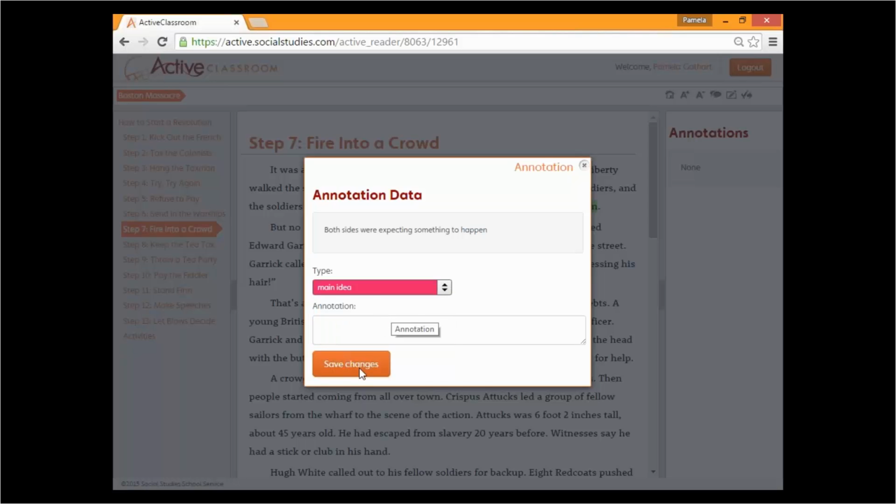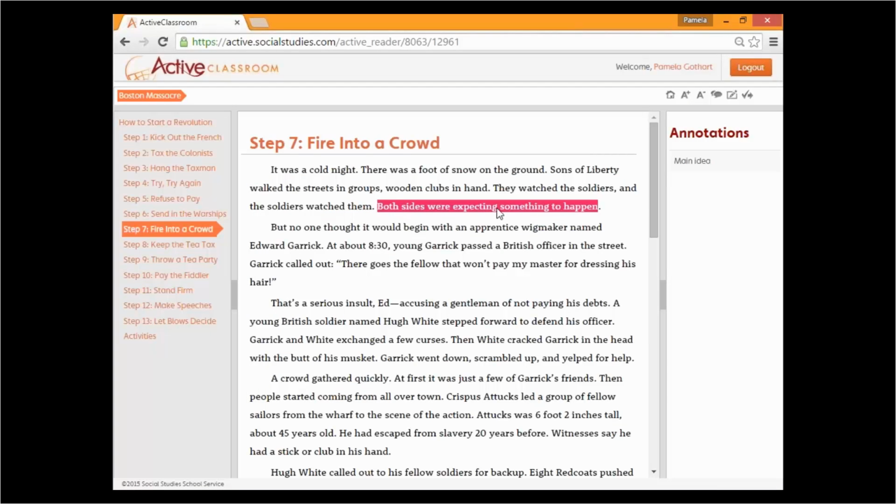Then click Save Changes. Both sides were expecting something to happen. Both sides are out here. They're on the street in Boston. They know that everybody's tense. They know something's going to happen. Nobody knows what's going to happen. Nobody knows which side's going to throw the first punch. All we know is that the tensions are rising.